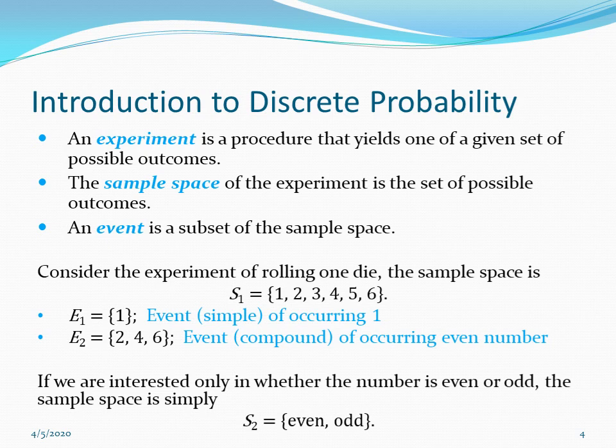Of course, the sample space depends on what we're interested in. For the same experiment, if we're interested only in whether the outcome is even or odd, there are only 2 possible outcomes. Either the number is even, if we get 2, 4, or 6, or the number is odd, if we get 1 or 3 or 5. The sample space has 2 outcomes, even or odd.